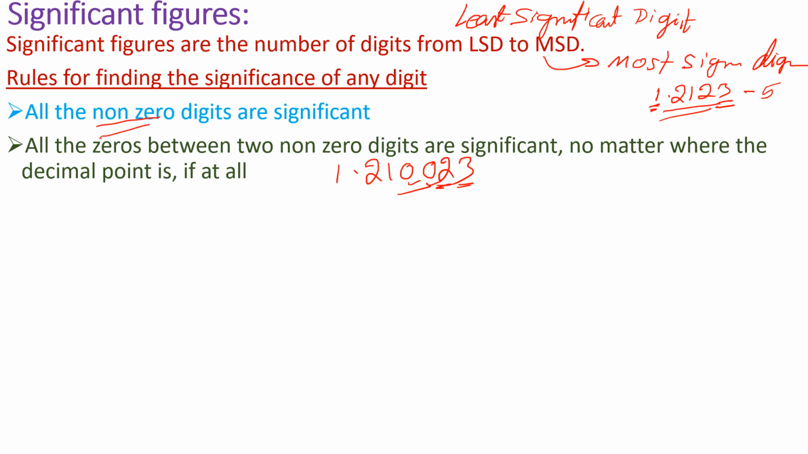That is the meaning. So what is the number of significant figures in the given number? This 1 is the most significant, and this is the least significant. 1, 2, 3, 4, 5, 6, 7. So 7 is the number of significant figures.